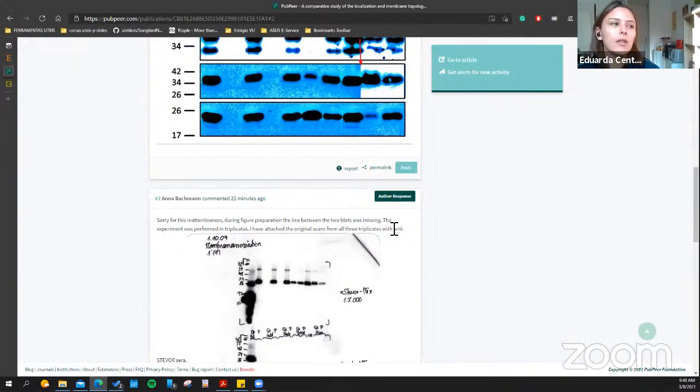So it's sort of a way of having some sort of conversation after the papers are published, and with your peers. So I think it's really cool and could be useful if you have journal clubs in your lab and you want to implement it. It's a really nice tool.